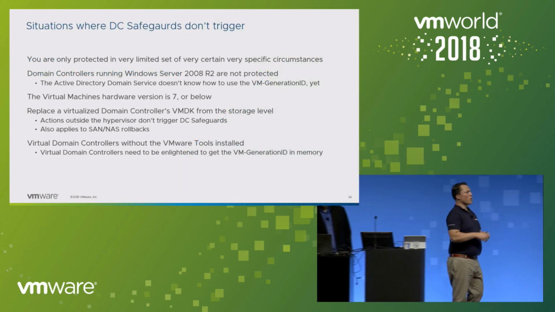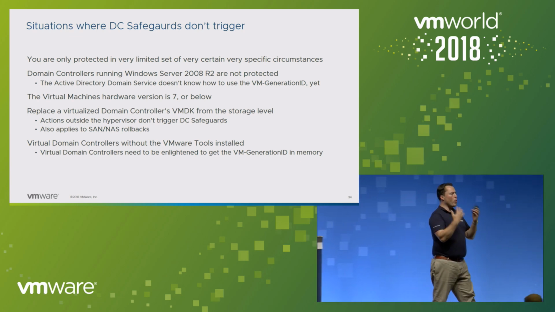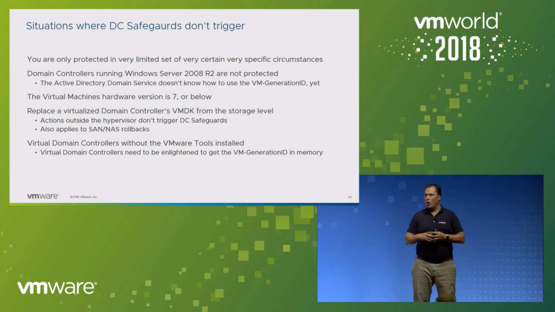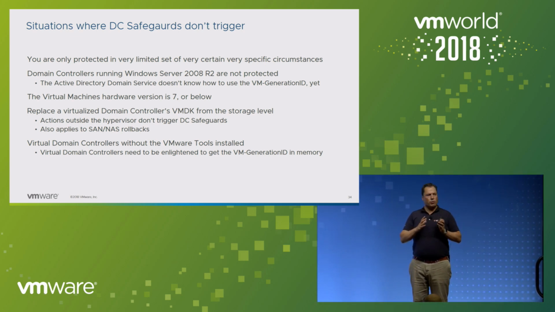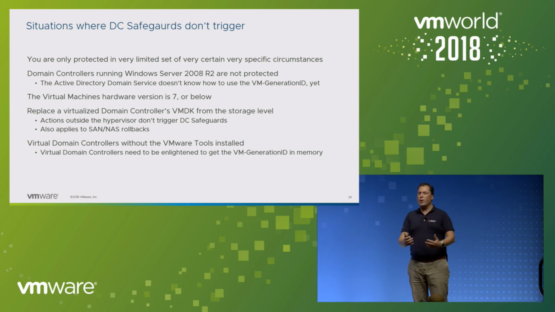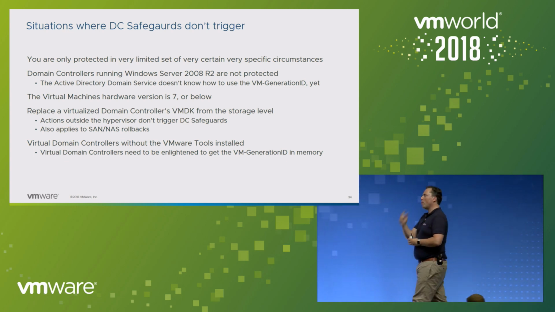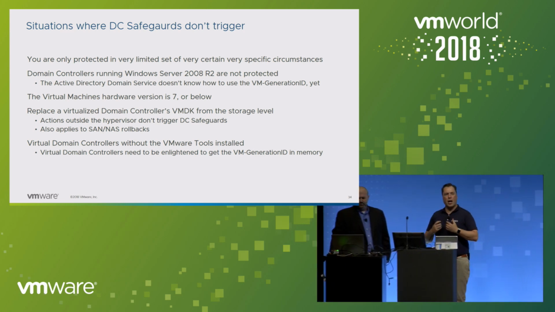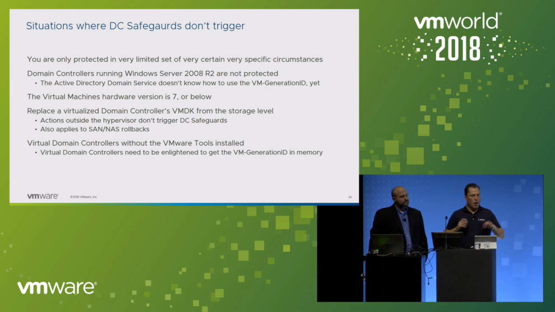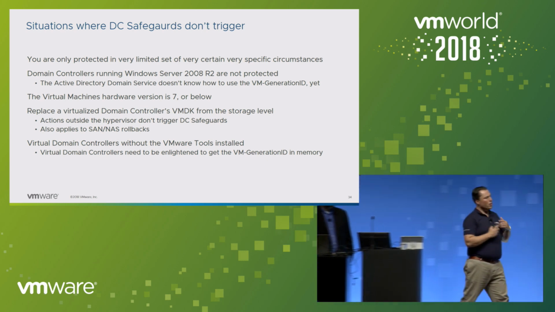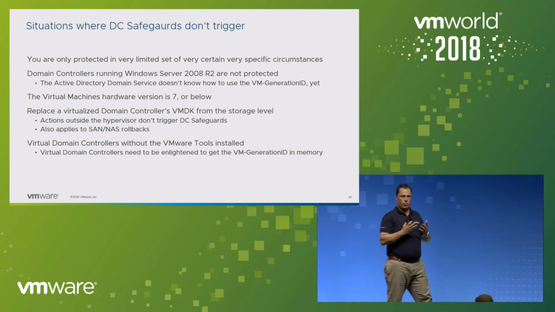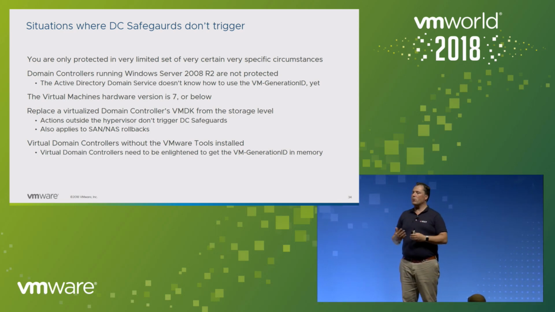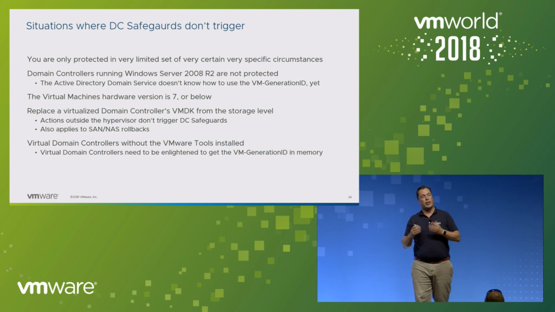So this all sounds like black magic that we all want to have in our data center. But actually, domain controller safeguards will only save you in a small number of scenarios. So if you have a really creative storage admin, and he does stuff with snapshots outside of the hypervisor platform, domain controller safeguards will not trigger. So you will end up with a domain controller that is basically screwed.